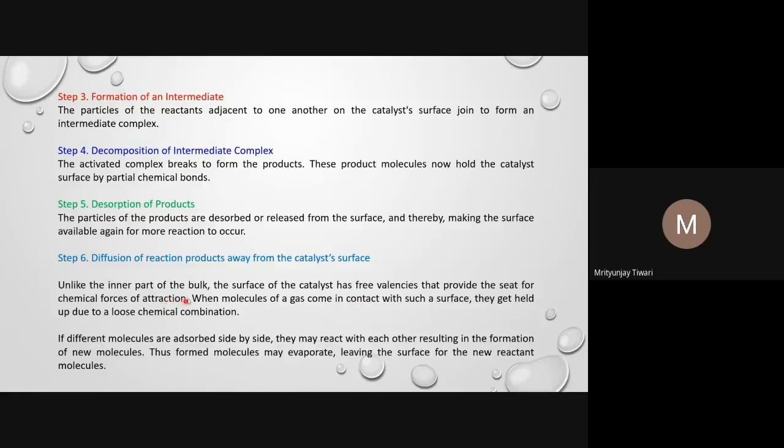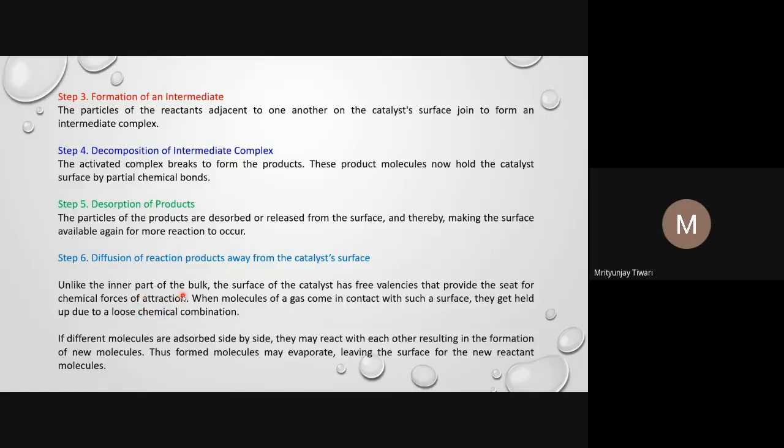So what we see, unlike the inner part of the bulk of a solid or the catalyst, this is what I have just explained. The surface of a catalyst has free valencies, because we see the unsaturation in the valency. When you cut a large surface, some of the bonds will be broken, and wherever those bonds are broken, free valencies are available. These valencies provide the seed for chemical bond formation, or chemical force of attraction, with the reactant molecules.